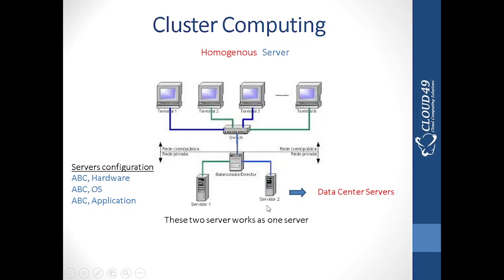If this is the condition, you can understand that servers which have different configuration, different operating system, application and hardware, and are connected together, working like a single server, we call a heterogeneous server. This is what you can see presently on the screen. This is homogeneous. If the configuration of the servers is different, it is a heterogeneous server.